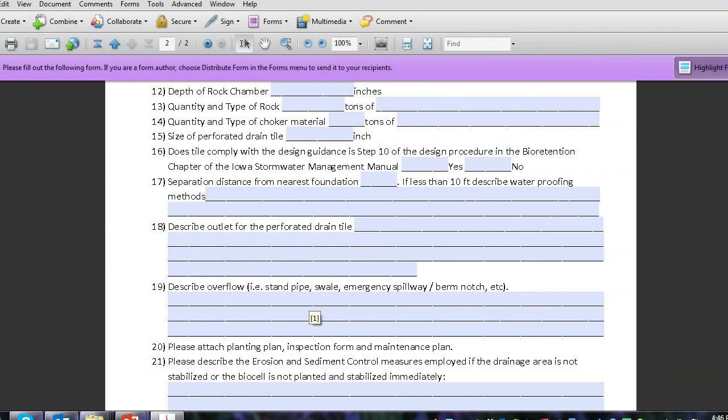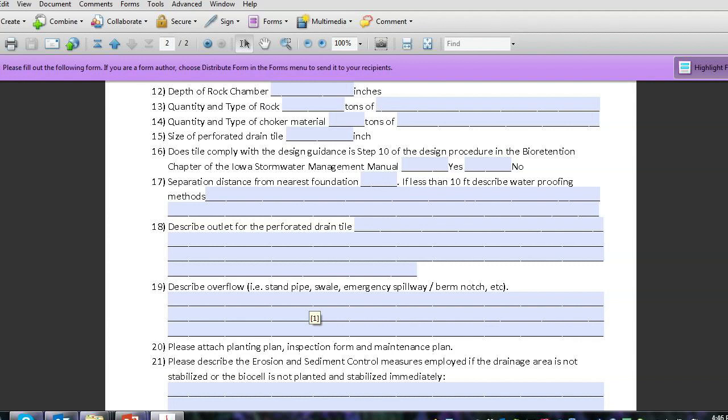Then you have the depth of the rock chamber, how much rock, basically all the elements that are laid out in the Iowa Stormwater Management Manual. They just want you to list how much you have provided and what the quantity is, check those separation distances, and describe your perforated outlets. Basically, you're listing a variety of information to demonstrate that you've gone through the step-by-step procedure and that it actually complies with the Iowa Stormwater Management Manual.